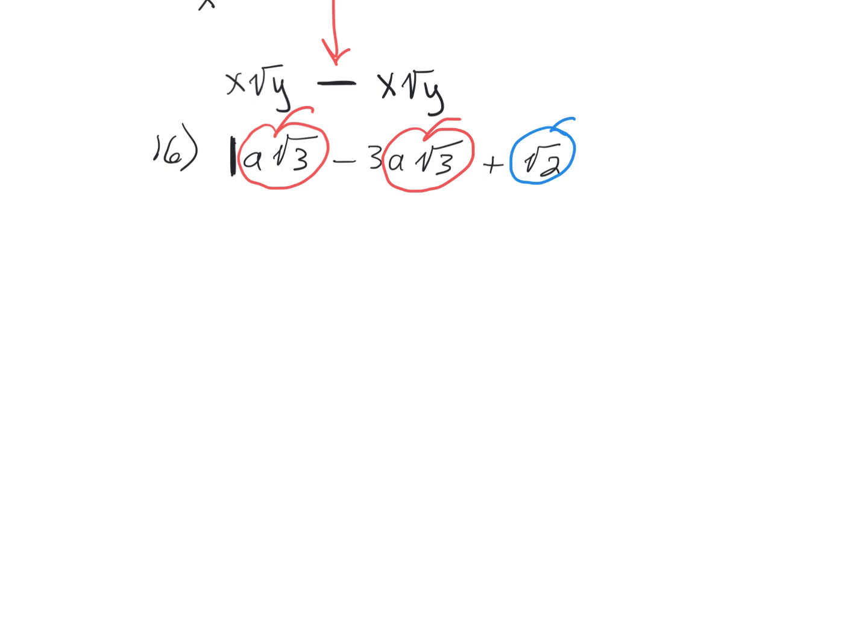And the other thing I want to do is put a 1 in front of that. So when you look at it, these two match. I've got 1 cherry minus 3 cherries. That would be negative 2 cherries. So write that down. This guy is a radical 2. He doesn't match, so he cannot be combined, and he will just hang out as a blueberry at the end of the problem.